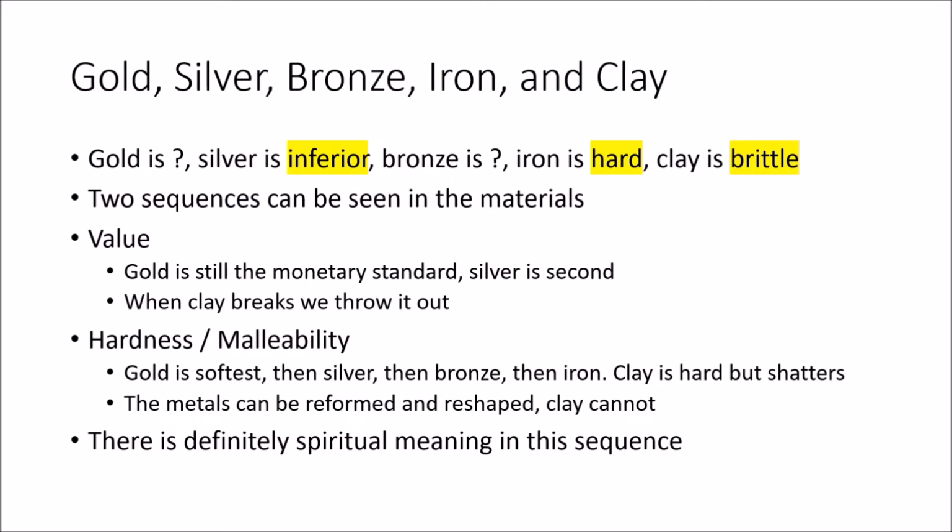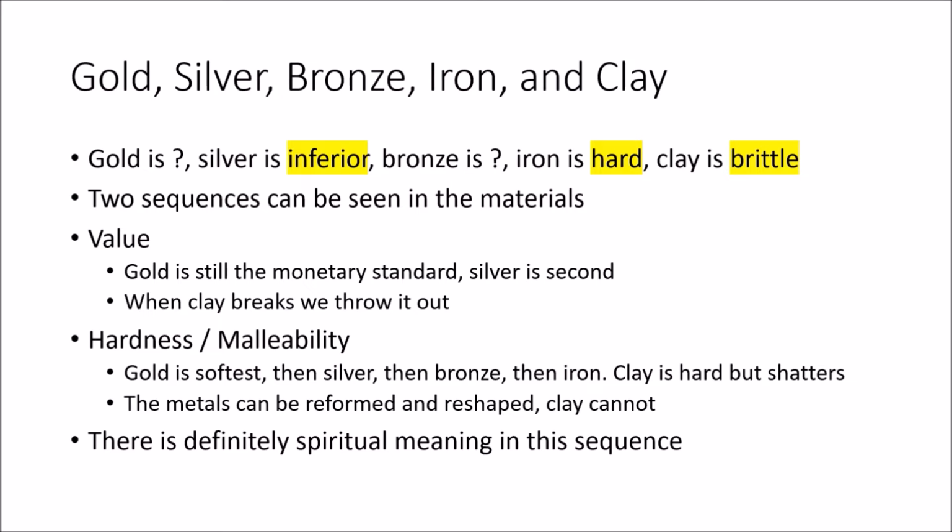So there's that value aspect, but there's also another thing, which is hardness. The hardness of these materials is in sequence as well. And gold is the softest. I think we know that. Gold, if you're strong enough, you can often bend gold yourself with pliers or something like that.